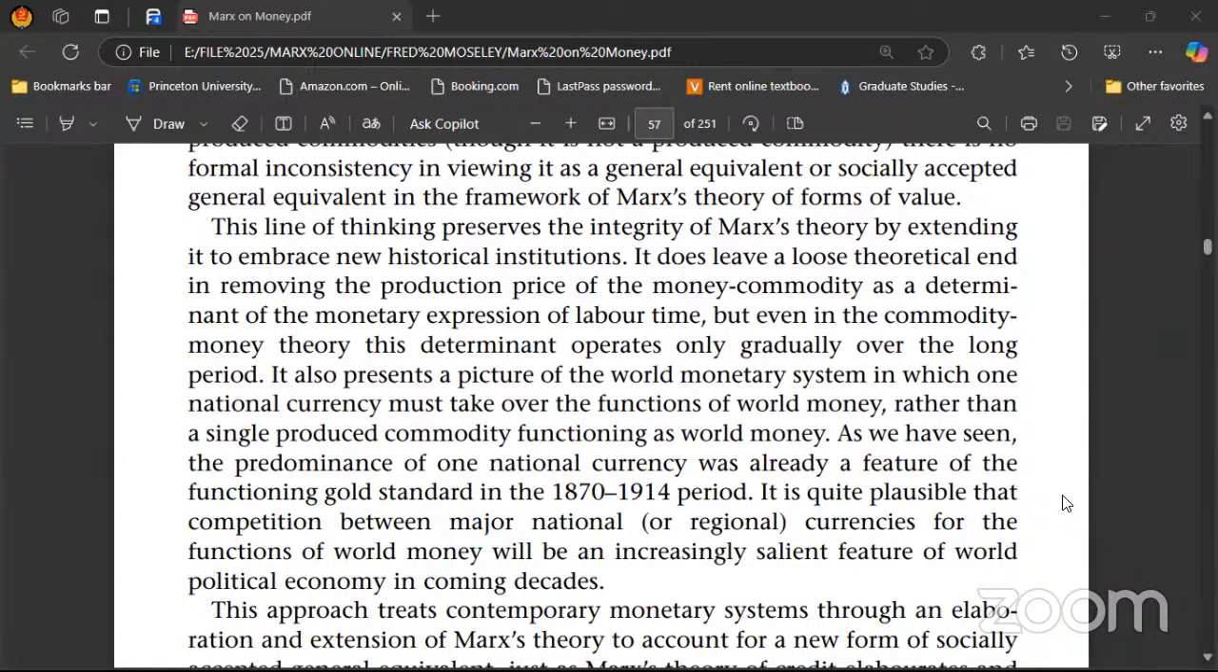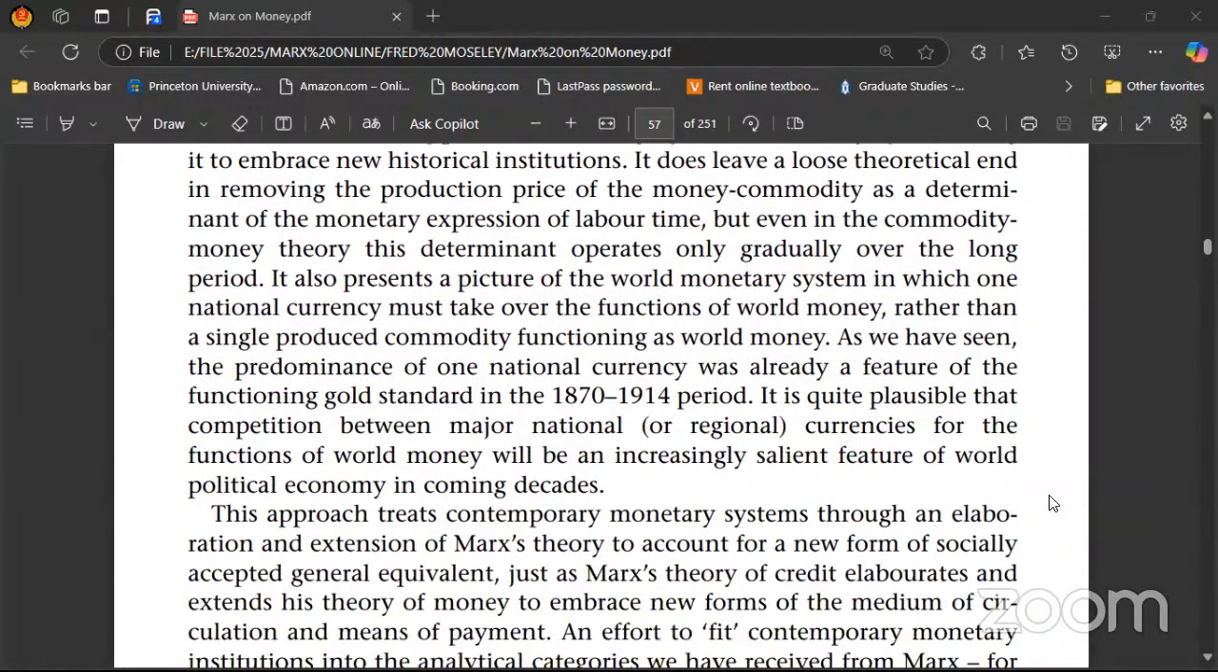It does leave a loose theoretical end in removing the production price of the money commodity as a determinant of the monetary expression of labor time. But even in the commodity money theory, this determinant operates only gradually over the long period. It also presents a picture of the world monetary system in which one national currency must take over the functions of world money rather than a single produced commodity functioning as world money. So that's, you've heard me yammer before about that.